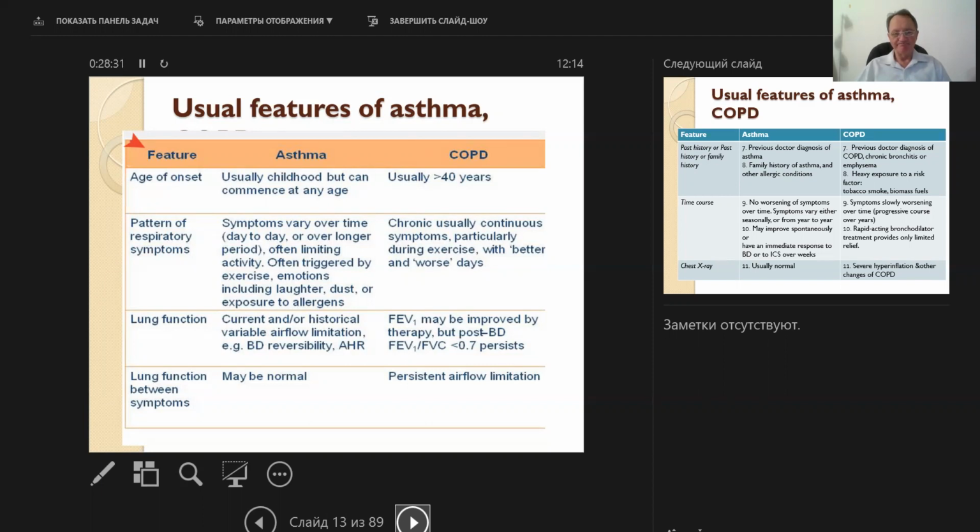hyperresponsiveness of bronchi. In the case of COPD, the main spirometry criterion of COPD is the post-bronchodilator test, FEV1 to forced vital capacity less than 0.7 or 70%. It's crucial. The post-bronchodilator ratio between FEV1 and FVC should be less than 0.7. Without this criterion, you can't make a diagnosis of COPD. I talked about lung function between exacerbations: normal in case of asthma, and persistent airflow limitation in case of COPD.